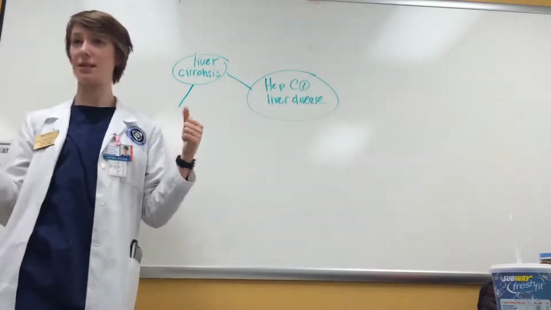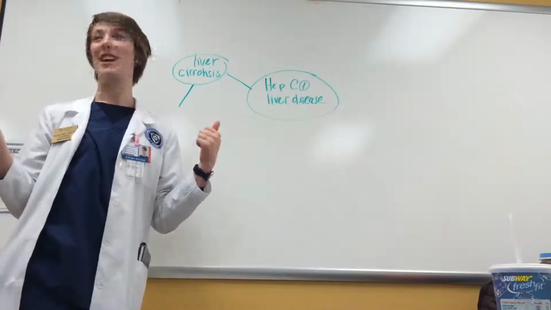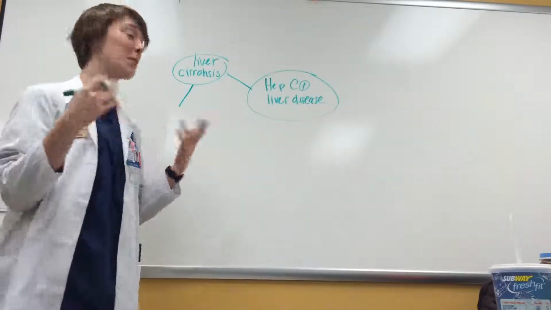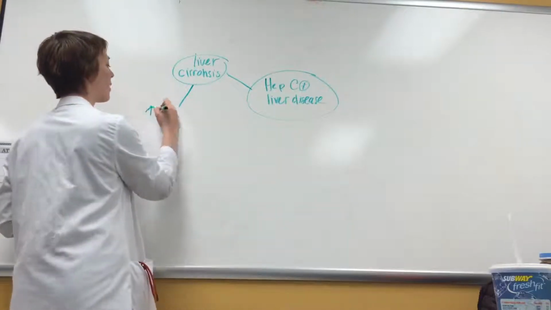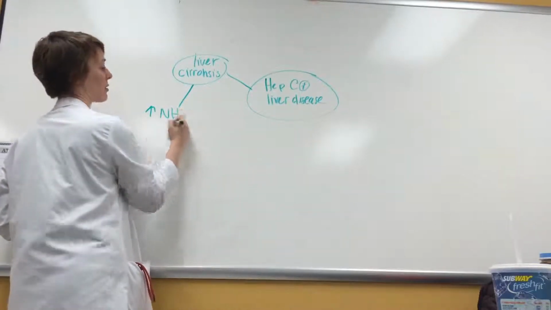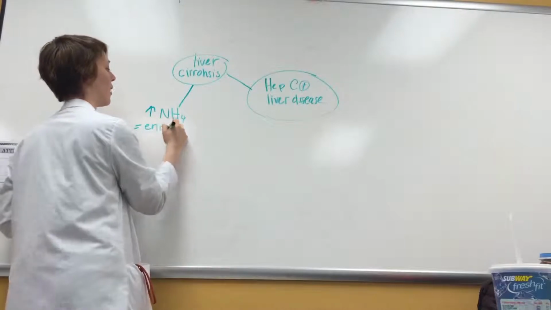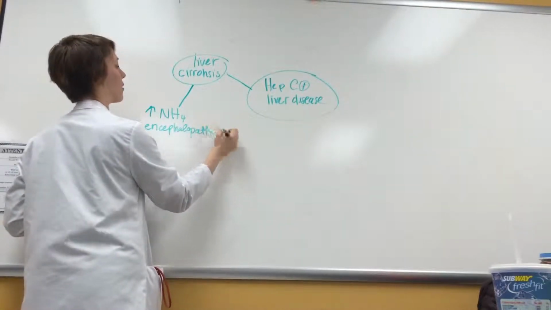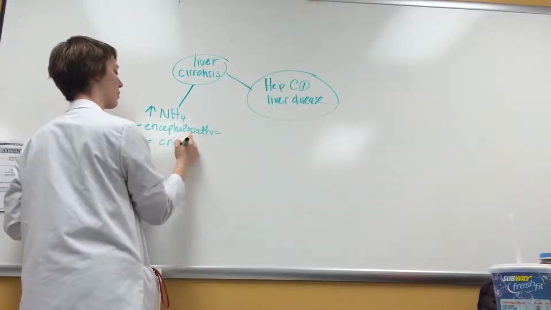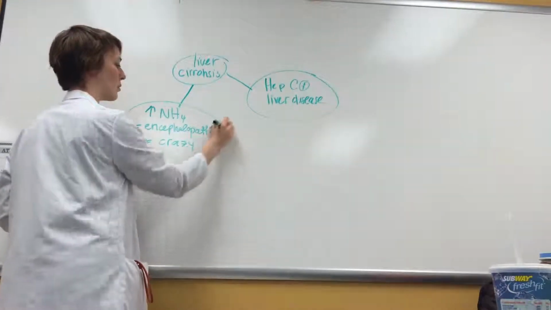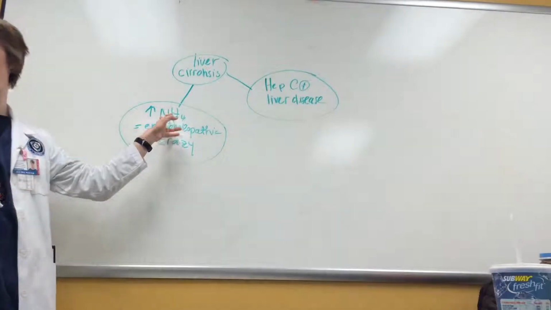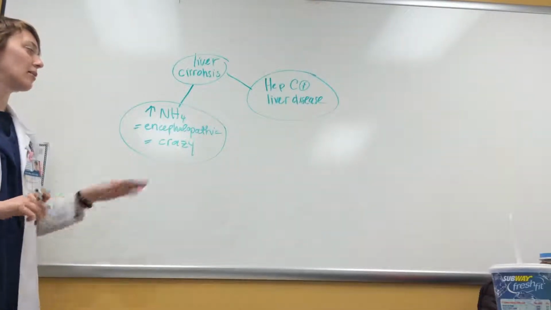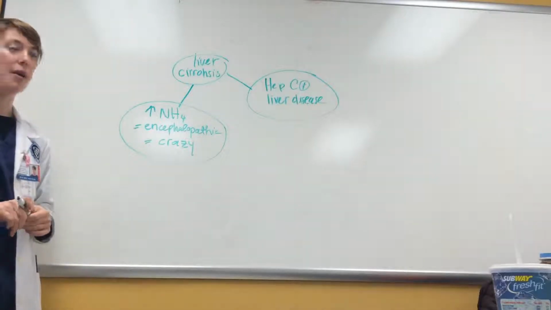what happens? You get crazy. People get crazy on ammonia. Really? Yes, that's why people are encephalopathic. So elevated ammonia levels equals encephalopathic. Equals crazy. Okay, this is ammonia. NH4 is ammonia, just in case. Okay, so we're seeing somebody who's crazy, all right?